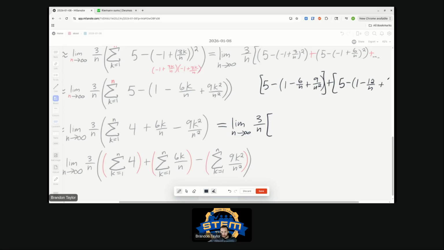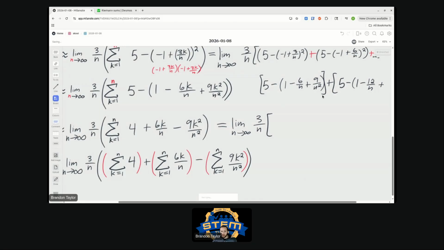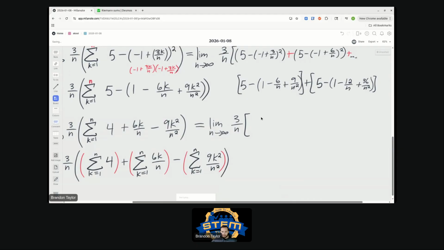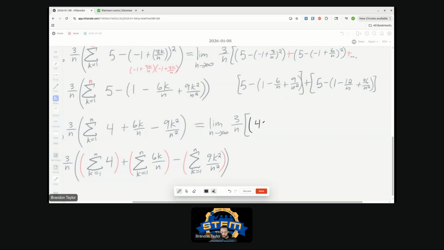Plus, I guess, or let me pull this over. So it won't be, 9 times k squared. So, or another way you can think about it is, I guess, 6 squared, which is 36. So 36 over n squared. And then you could keep going like that. And then if you were to simplify it, for this first one, you'd have 4 minus 6 over n plus 9 over n squared plus 4 minus 12 over n plus 36.